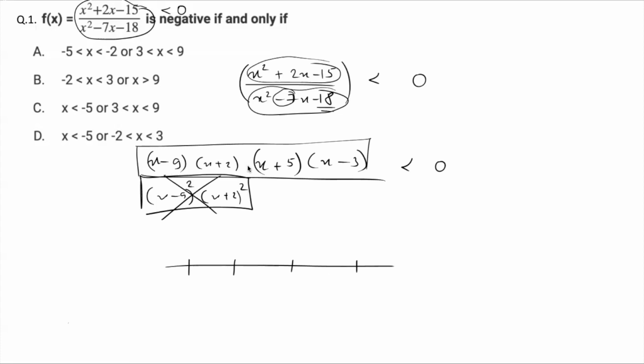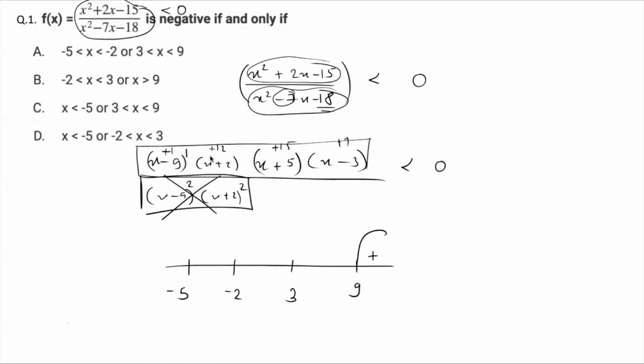So the roots are: x minus 9 being 0 at x equal to 9, x plus 2 being 0 at x equal to minus 2, x plus 5 being 0 when x is minus 5, and x minus 3 being 0 when x is equal to 3. Now, you take any value of x more than 9, guys. Suppose you take x as 10. If you put x equal to 10, this bracket becomes plus 1, this becomes plus 12, this becomes plus 15, this becomes plus 7. So overall, the product will be positive.